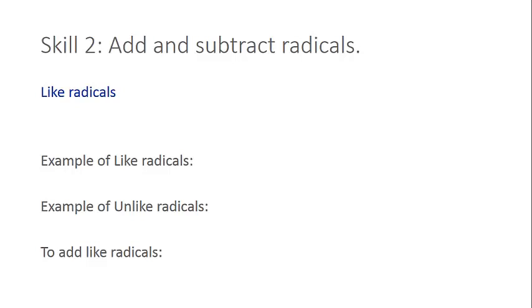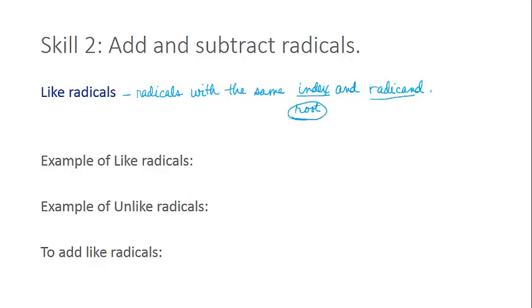To solve radical equations, we often need to know how to add and subtract radicals. We can only add and subtract like radicals. Like radicals are radicals with the same index and radicand. Index refers to, are we taking the square root, the cube root, so what root are we taking? And radicand refers to the number inside the radical sign.